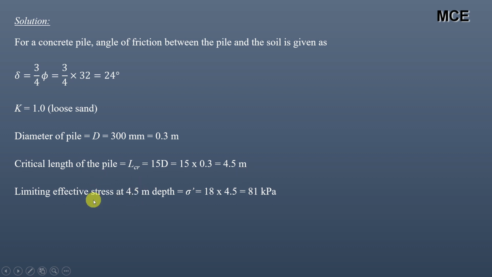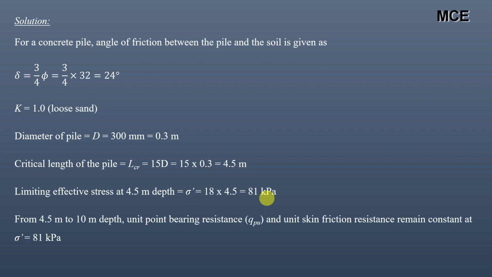It means the effective stress will increase in direct relation to the depth up to 4.5 meter depth. So limiting effective stress at 4.5 meter depth will be 18 into 4.5, which is 81 kilopascal. After this depth, the effective stress will remain constant. So from 4.5 meter to 10 meter depth, unit point bearing resistance and unit skin friction resistance will remain constant at the value of 81 kilopascal.